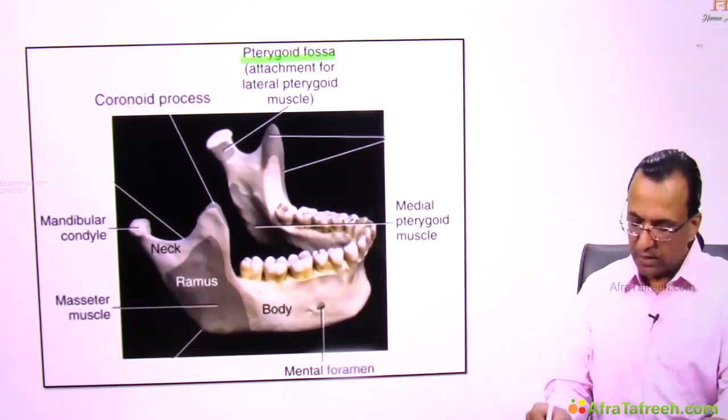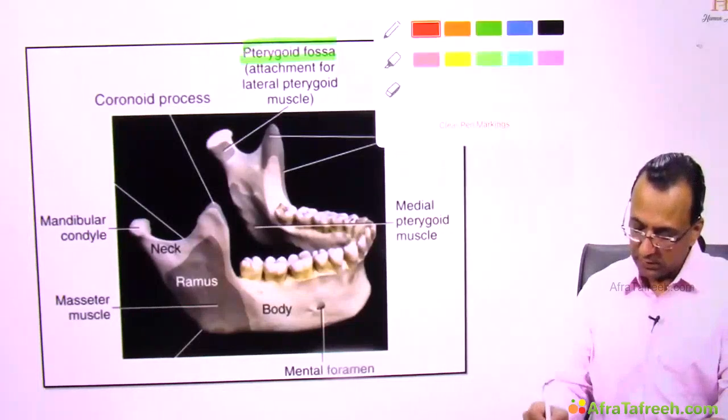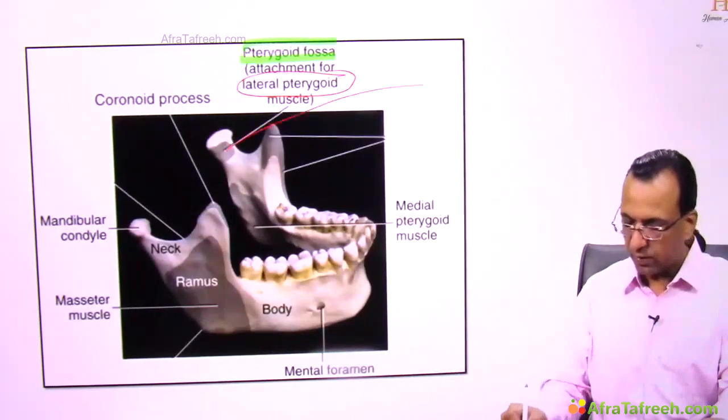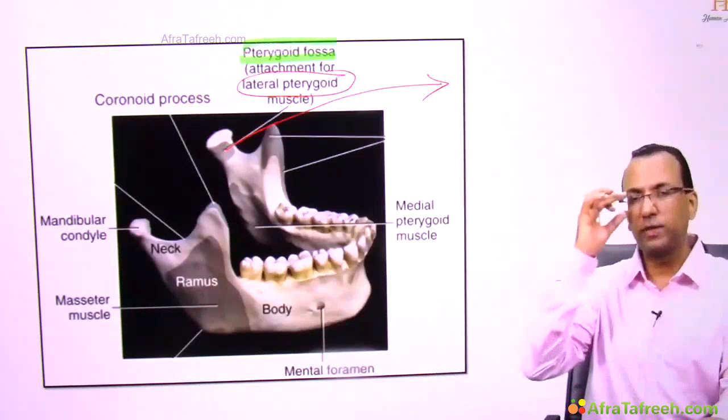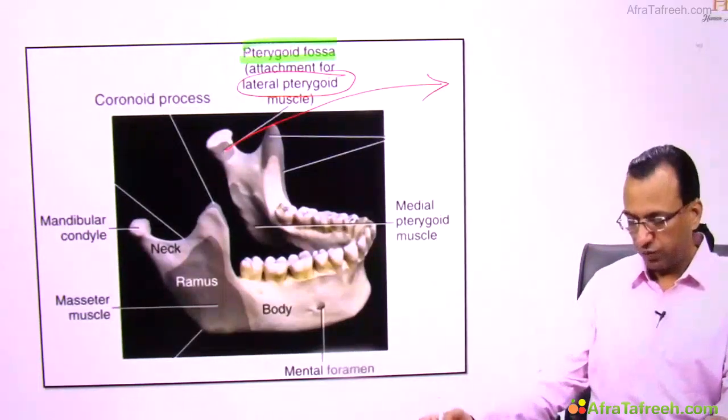What about the pterygoid fovea you told me? Yeah, the pterygoid fovea is actually the insertion of the lateral pterygoid muscle. And what is the lateral pterygoid doing? It is pulling the mandible anterior, protrusion, and it can also do depression. If you say so, fine.